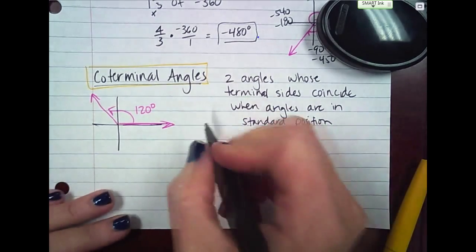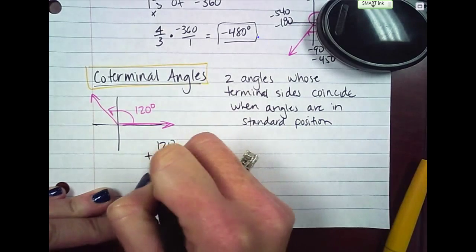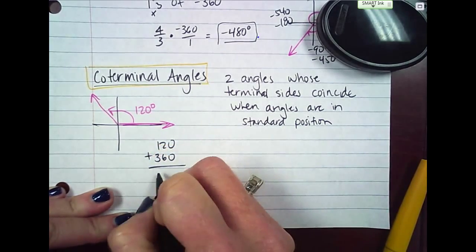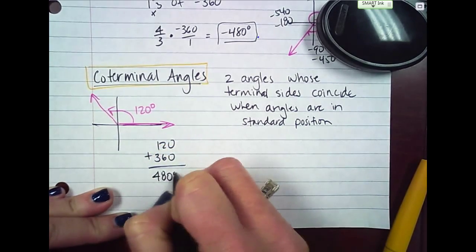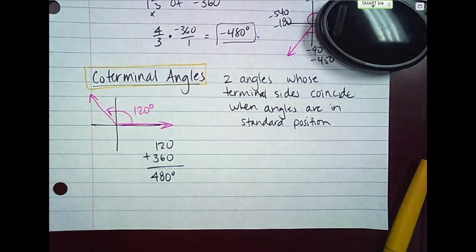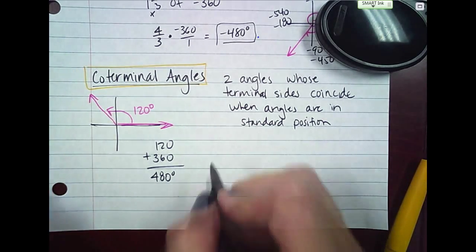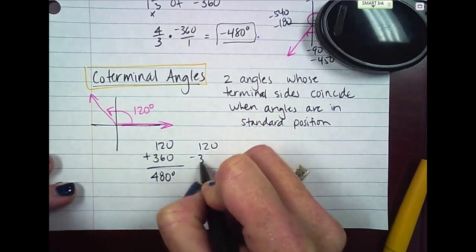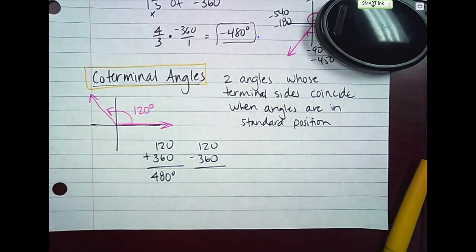A positive coterminal angle with 120 would have to make the complete loop again to land back in the same spot. 120 plus 360. However, I could go the other direction too, which would be 120 minus what? 360.